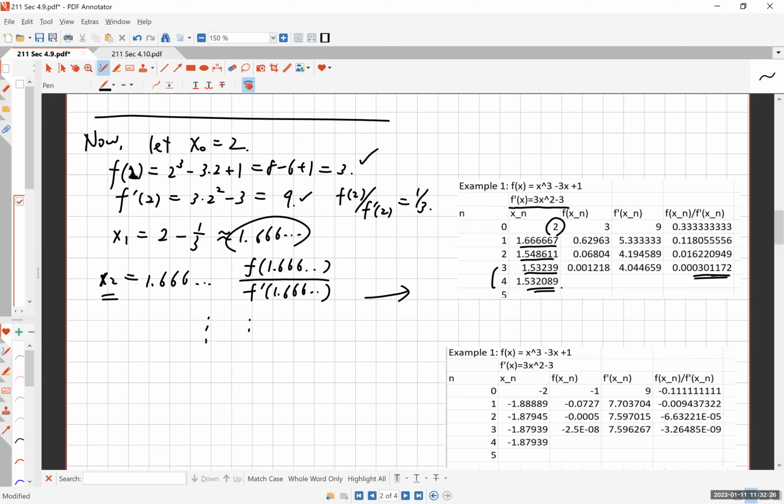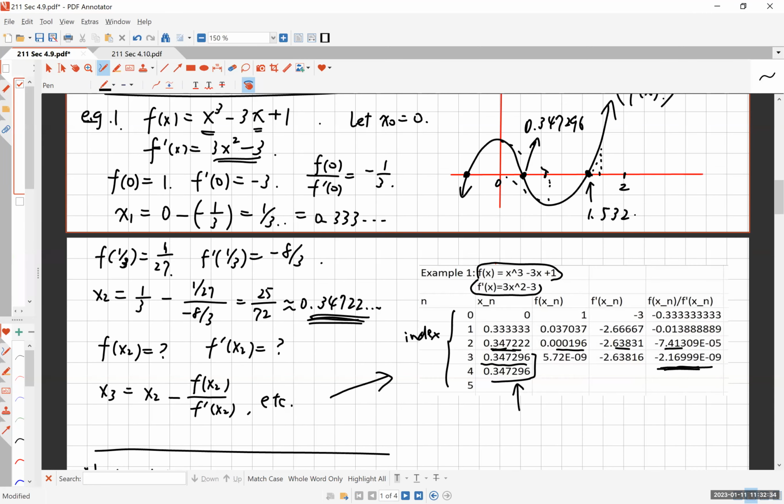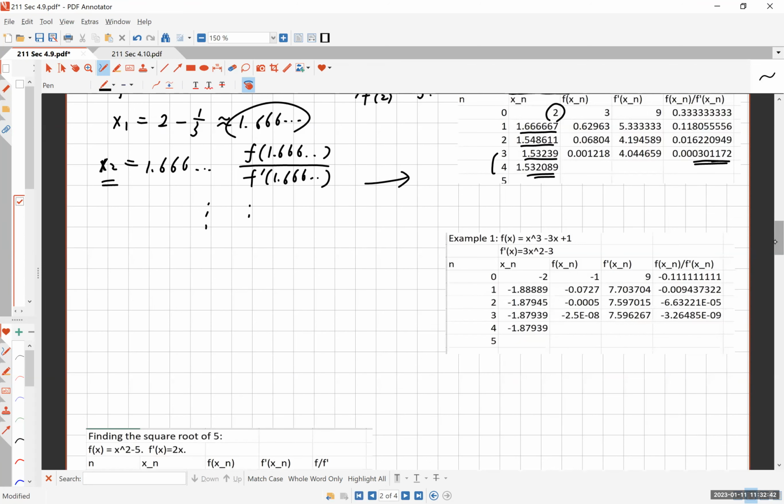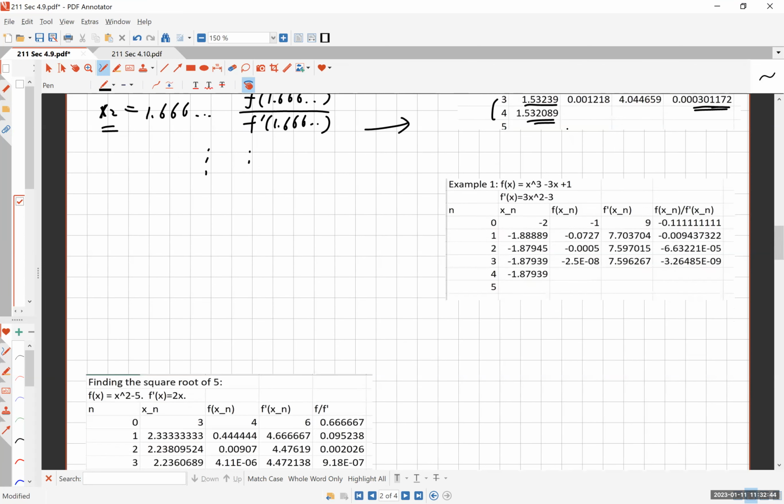So this turns out to be about 1.532, and that is what you found by Newton's method. You hardly ever have to go to step number 5, because by that time the numbers are extremely close to each other.